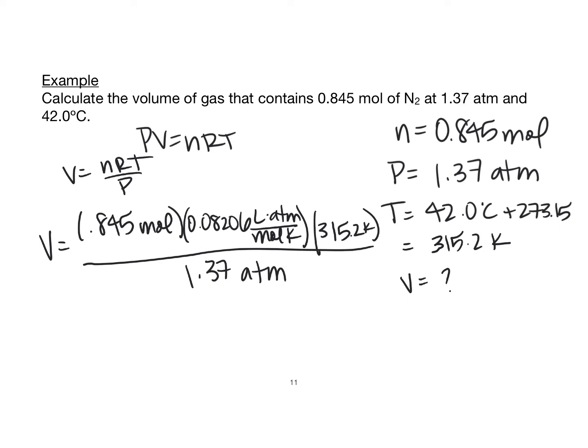So when we cancel out our units, we can see that the moles cancel, the Kelvin cancel, the atmospheres cancel. That's going to give our final answer in liters. So the volume in this case is equal to 15.9 liters.